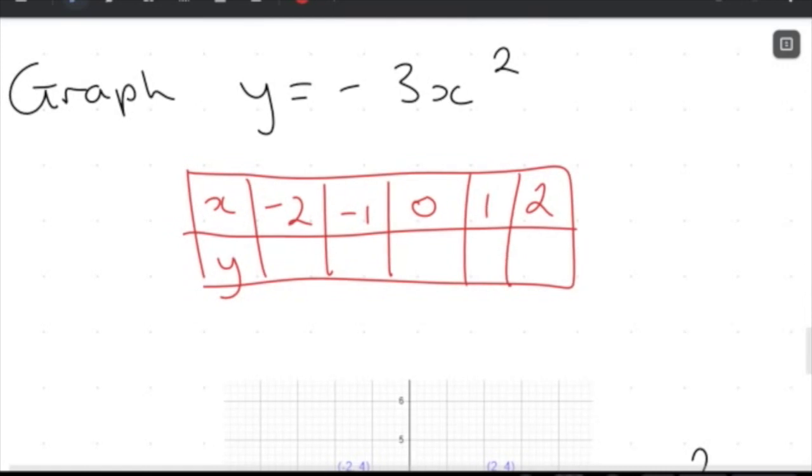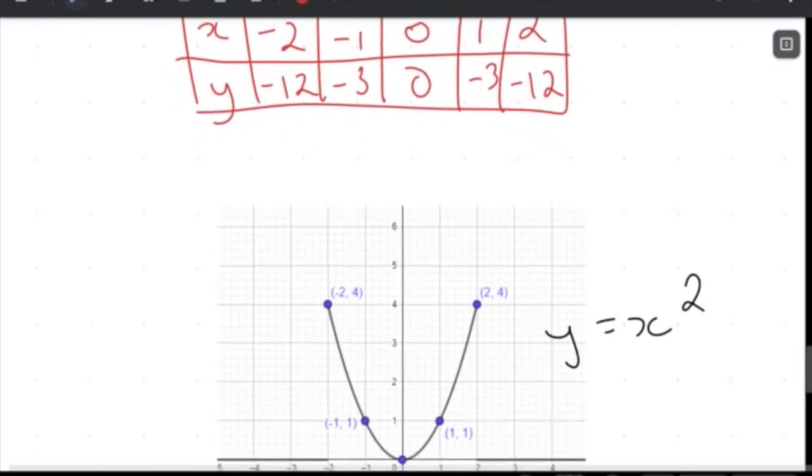Now, if I substitute these in, so putting in -2 as my x, I get -2 squared gives me 4 times -3 gives me -12. -1 squared gives me 1 times that by -3, I get -3. I get 0 here again, because timesing anything by 0 gives me 0. And here I get -3 again. 1 squared gives me 1 times by -3 gives me -3. And I'm going to get -12 again.